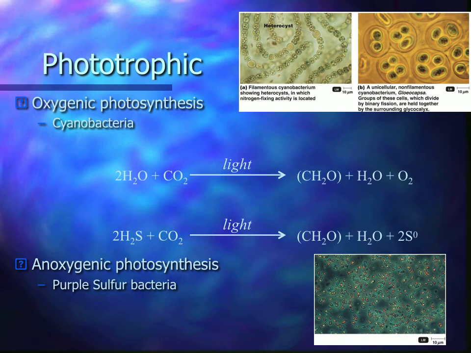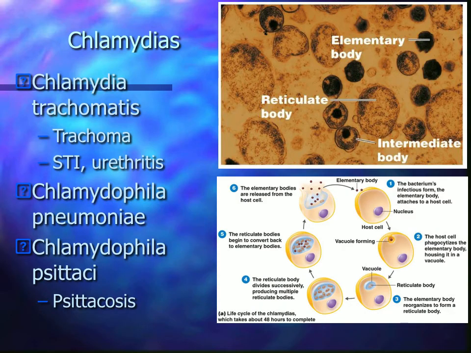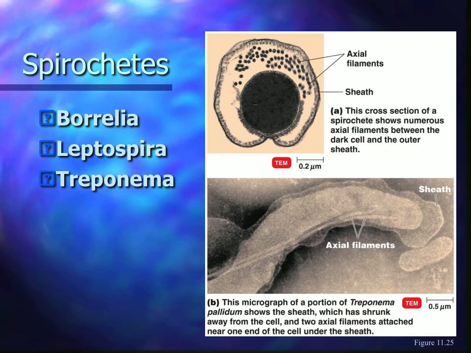Here's the bacteria that do photosynthesis, and they can do it in different ways. All eukaryotes do it the same, but bacteria can do it in different ways, sometimes using hydrogen sulfide and releasing sulfur, other times using oxygen. The Chlamydias are bacteria that live inside cells and parasitize cells, so important that way. Spirochetes are another big group of pathogens. They have a spiral shape, and they again have this outer membrane.